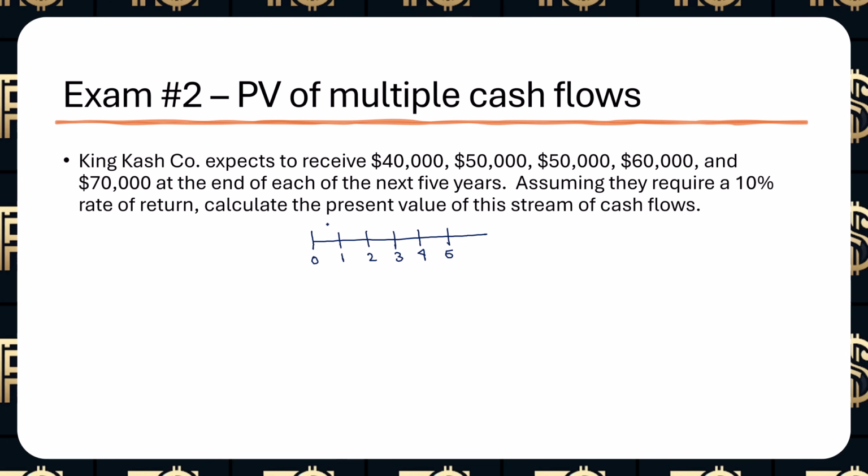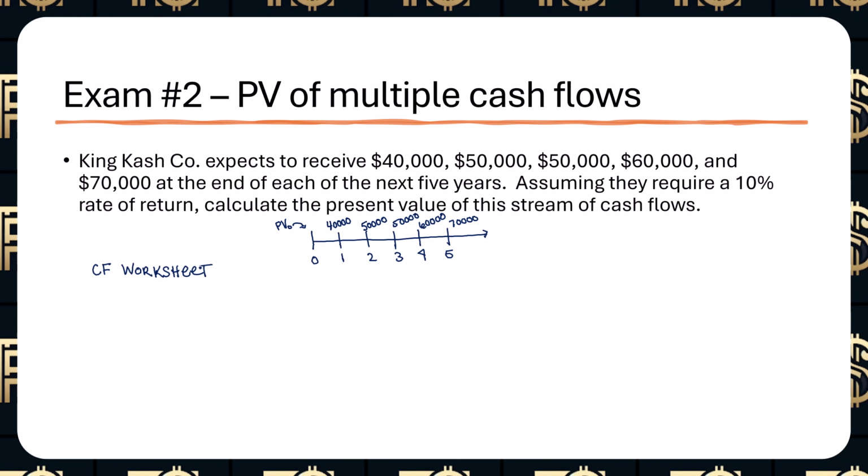And the company is going to receive $40,000 at the end of year 1, $50,000 at the end of year 2, $50,000 at the end of year 3, $60,000 at the end of year 4, and $70,000 at the end of year 5. Our objective is to find the present value today of this uneven or non-constant stream of cash flows. To do this, there are a variety of different techniques that we can use. As we've learned in prior videos, there are 3 different approaches. However, in this video, we're simply going to use the cash flow worksheet within our financial calculator.